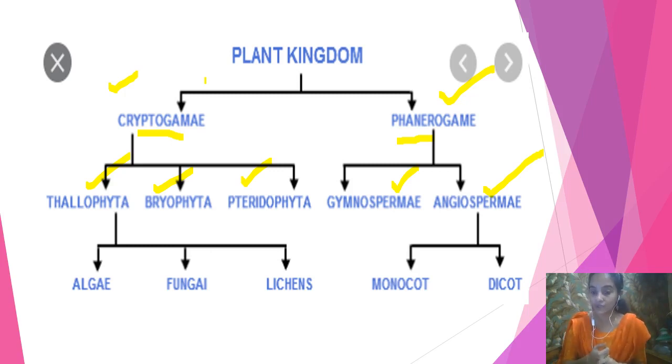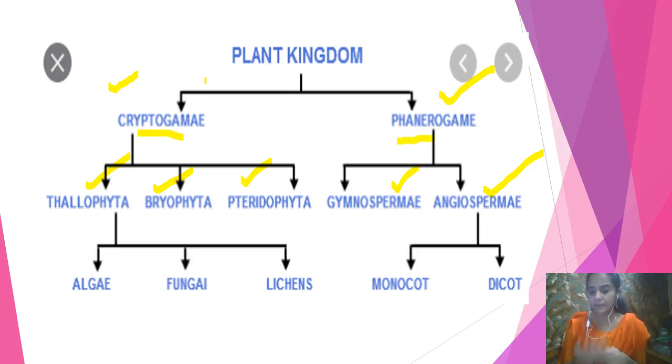And what about the angiospermae? The seeds have been covered, so you cannot see the seeds from outside, and the seeds are seen inside the fruit. So if you split open that fruit, the seeds will be inside. But in the gymnosperm, the sperma means seeds, the seeds are naked.